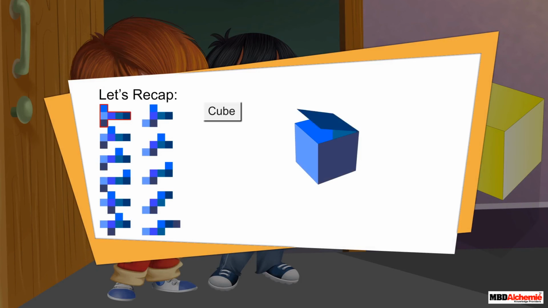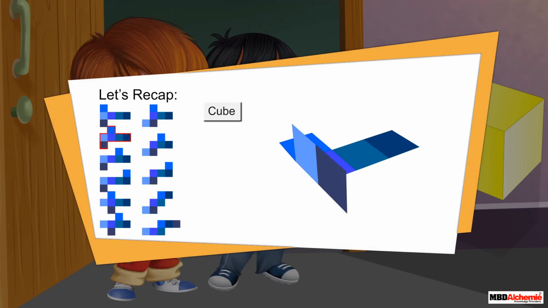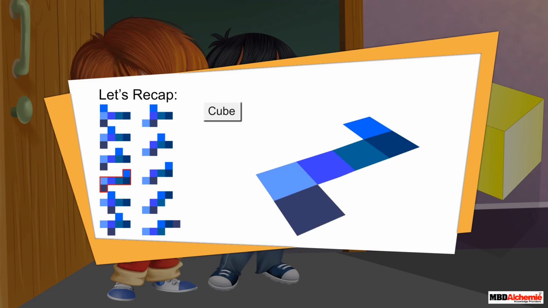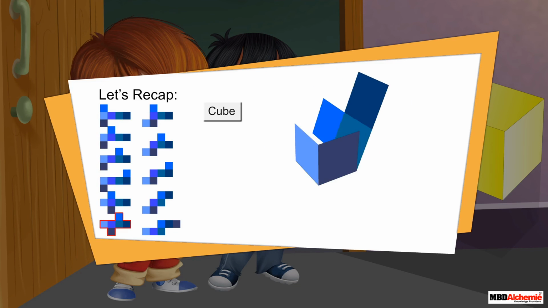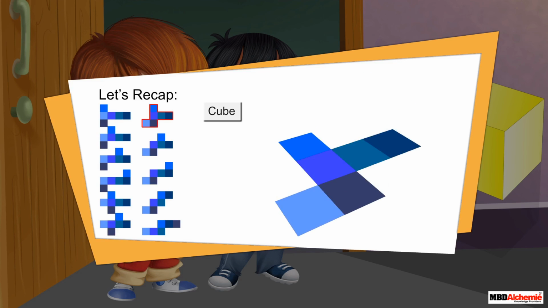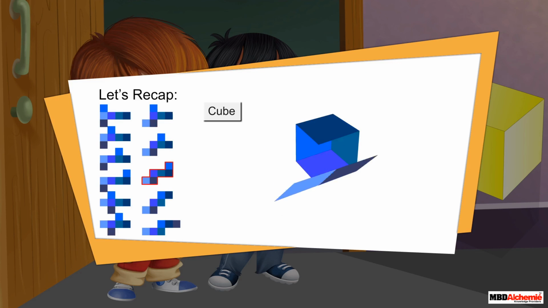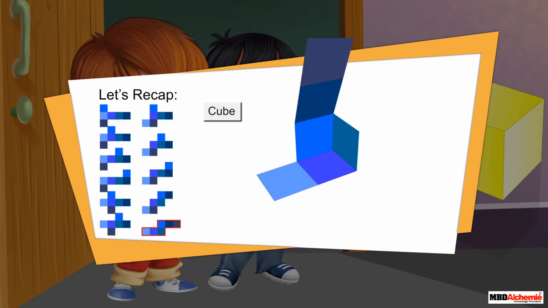Let's recap. A cube can be unfolded in various ways. It can be unfolded in 11 ways. Let's see all of these and the net it forms. All the other nets that are made up of 6 squares don't make a cube.